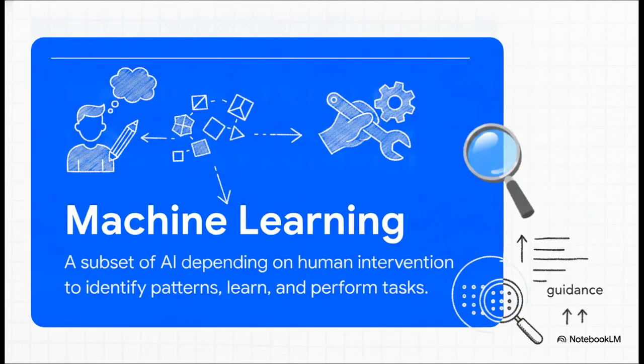When we break down the actual definition of machine learning, there's a phrase right in the middle that's super important: depending on human intervention. We kind of tend to think of AI as this autonomous magic box that does everything itself, but it relies heavily on us. That human intervention is exactly where exploratory data analysis comes in. We have to be the ones guiding the system.